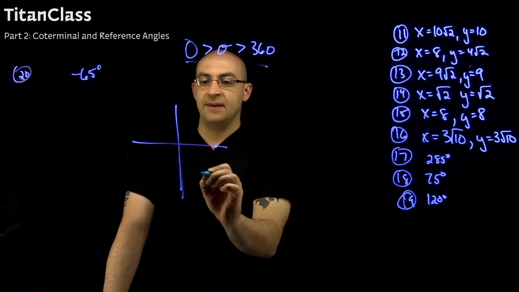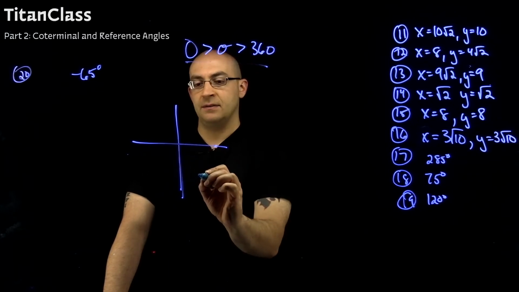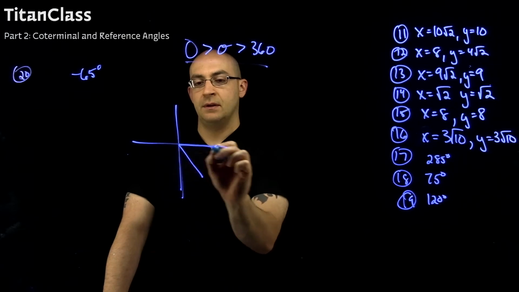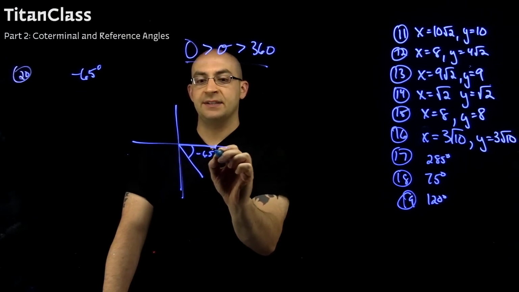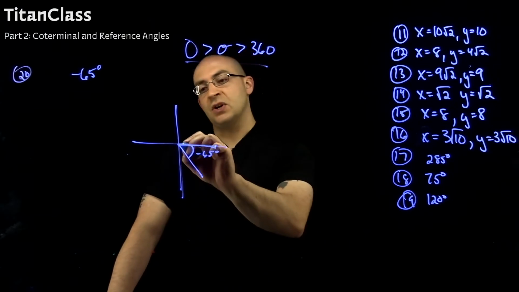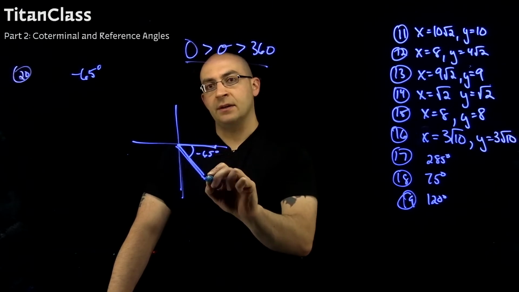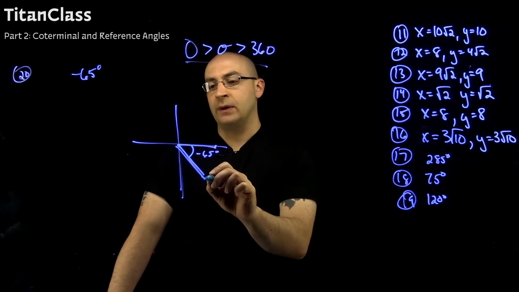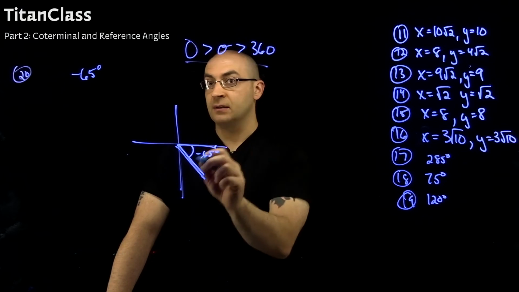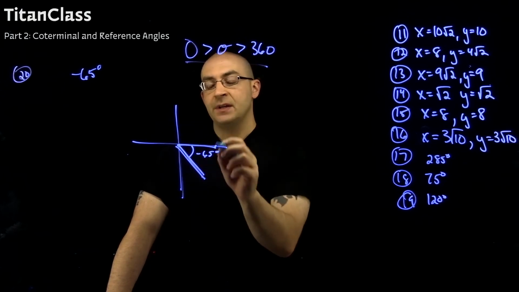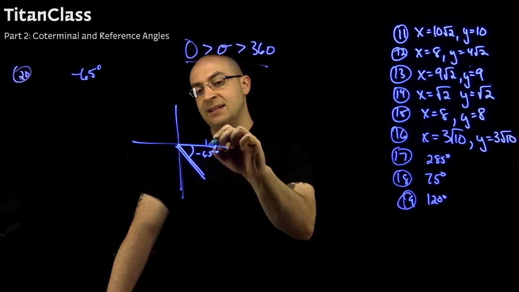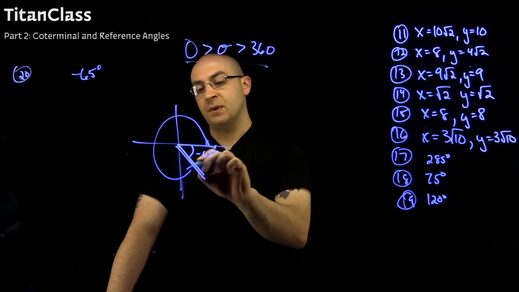So negative 65, let's say this is 45, let's go here. So this is the negative 65 degrees. This is the terminal point, the terminal end here. To find out where I'm going, remember that we're negative, so I can't keep going. I need to go the other way.